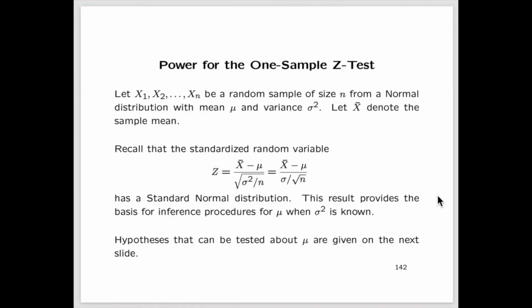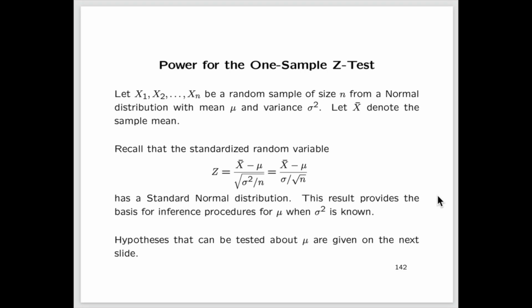To do this, we're going to first look at the context of the one sample z-test. And once we talk about these concepts in that context, then we will expand it as we go throughout the course. So let x1, x2, and so forth up to x sub n be a random sample of size n from a normal distribution with mean mu and variance sigma squared. Let x bar denote the sample mean.